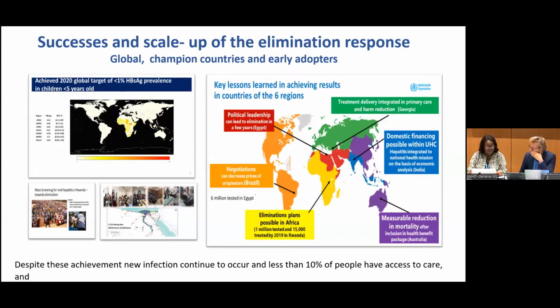So we have learned lessons on the graph on the right. We've learned lessons on how to reach elimination from different regions, including the importance of political leadership, price negotiation in Brazil, integrated care within primary health care in Georgia, inclusion of viral hepatitis and health benefits in Australia, and mass screening and decentralization in Rwanda and Egypt. Yet, despite these achievements, new infections continue to occur. Deaths continue to occur. And to date, less than 10% of hepatitis B or 21% of hepatitis C have access to care.